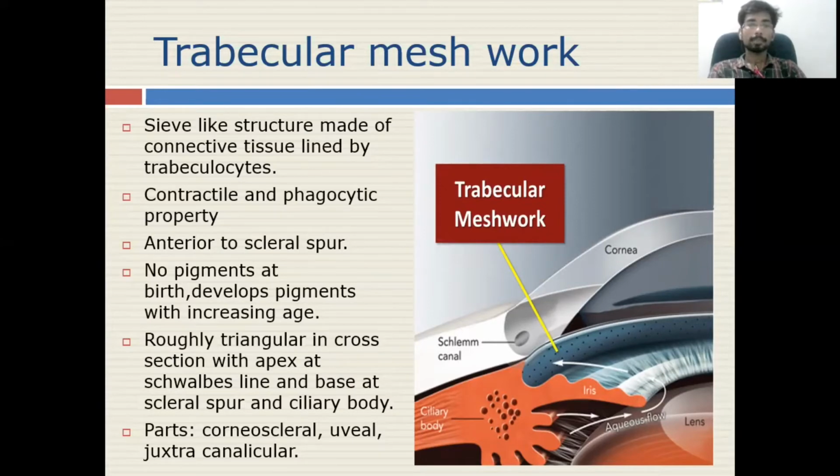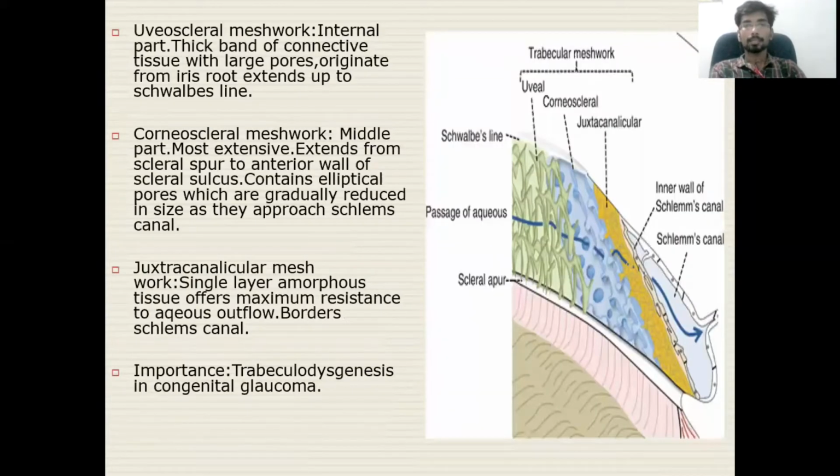There are 3 main parts of the trabecular meshwork. The inner one is uveoscleral, the middle is corneoscleral, and the outer is juxtacanalicular. Juxtacanalicular lies adjacent to Schlemm's canal. The uveoscleral is the internal part. It is a thick band of connective tissue with large pores. It originates from the iris root and extends up to Schwalbe's line.